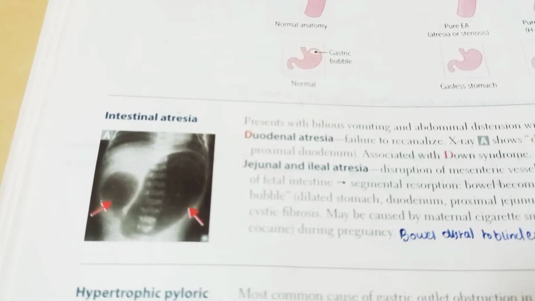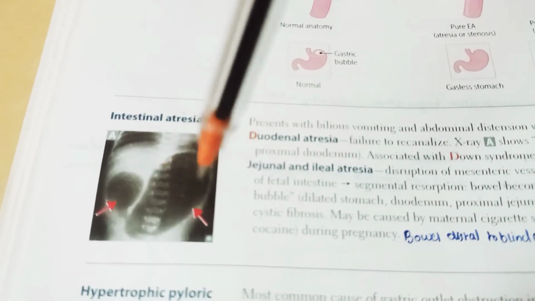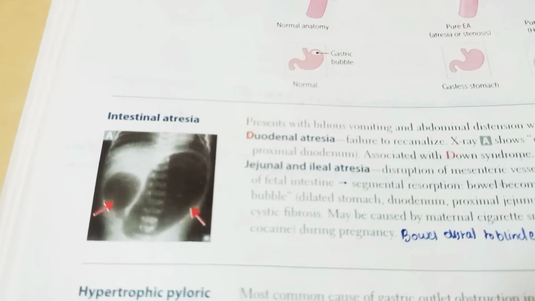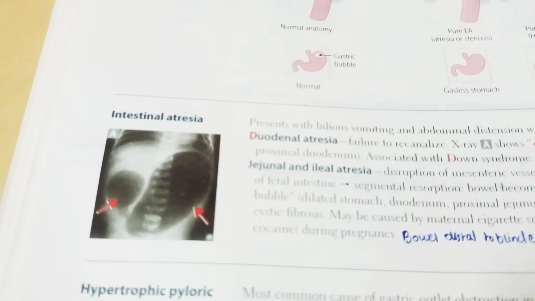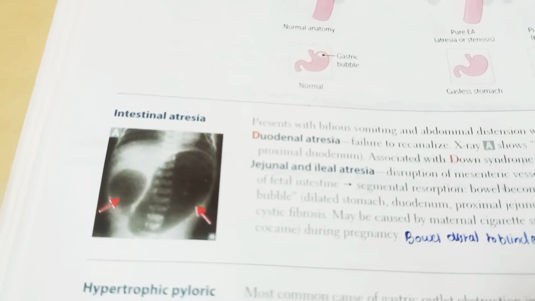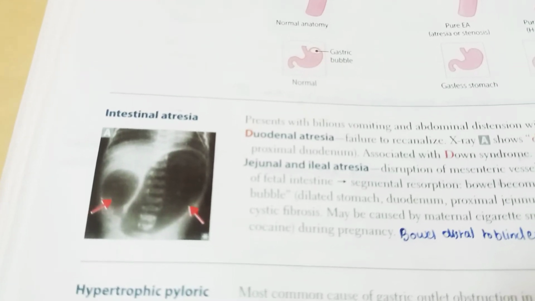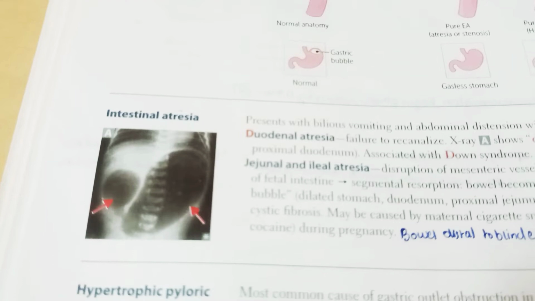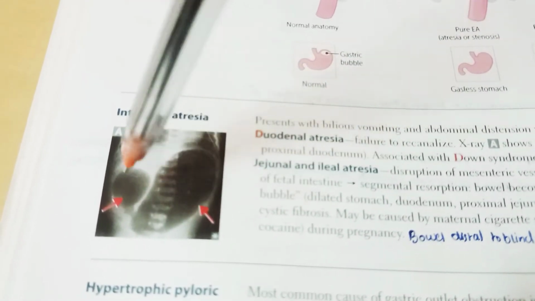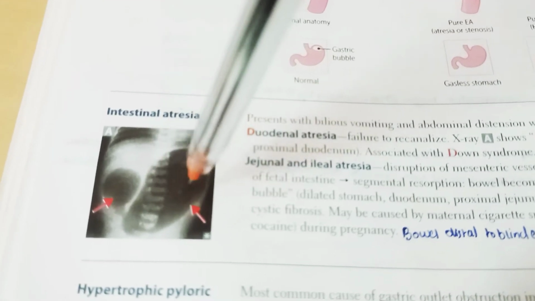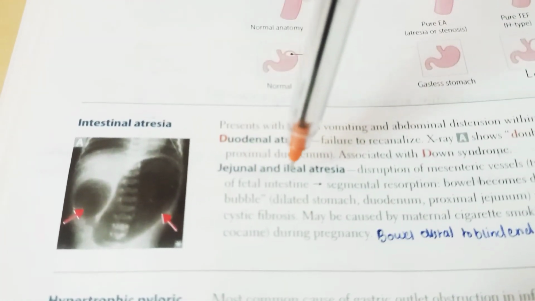The baby presents with bilious vomiting, because the obstruction is distal to where the common bile duct and pancreatic duct enter the duodenum. This is what you see in the X-ray, the double bubble sign, and this is also associated with Down syndrome. Next, another atresia is jejunal and ileal atresia.